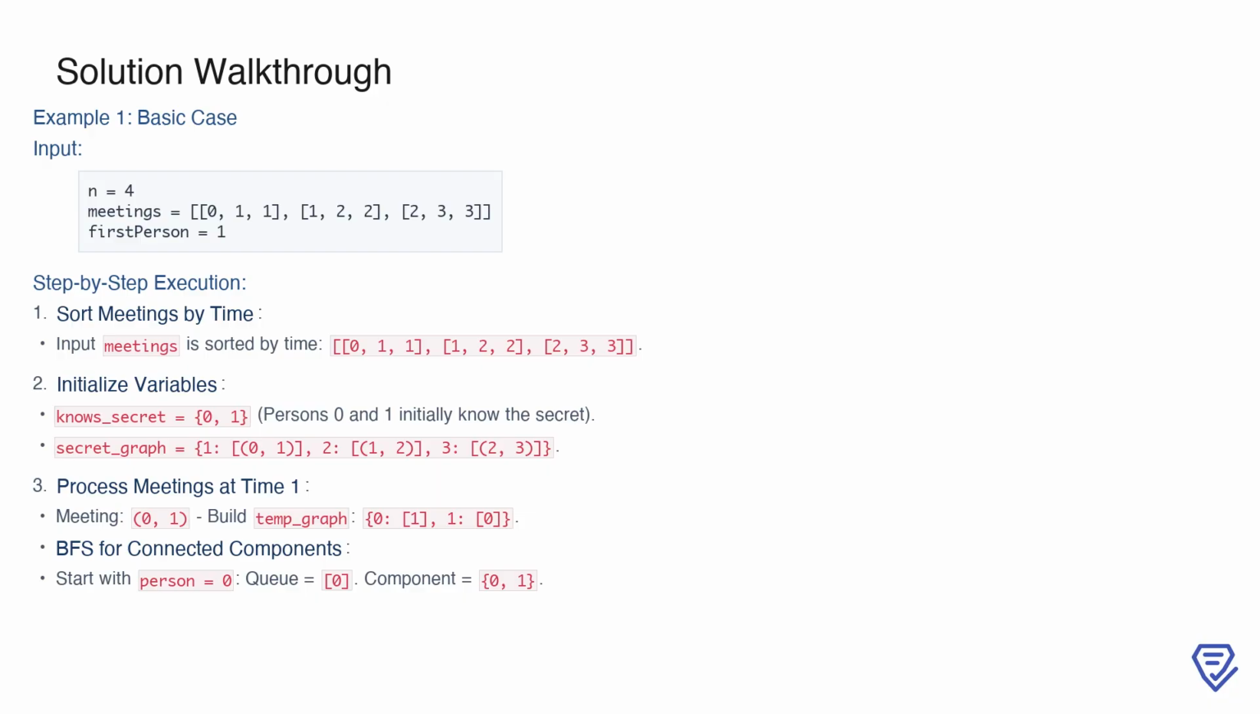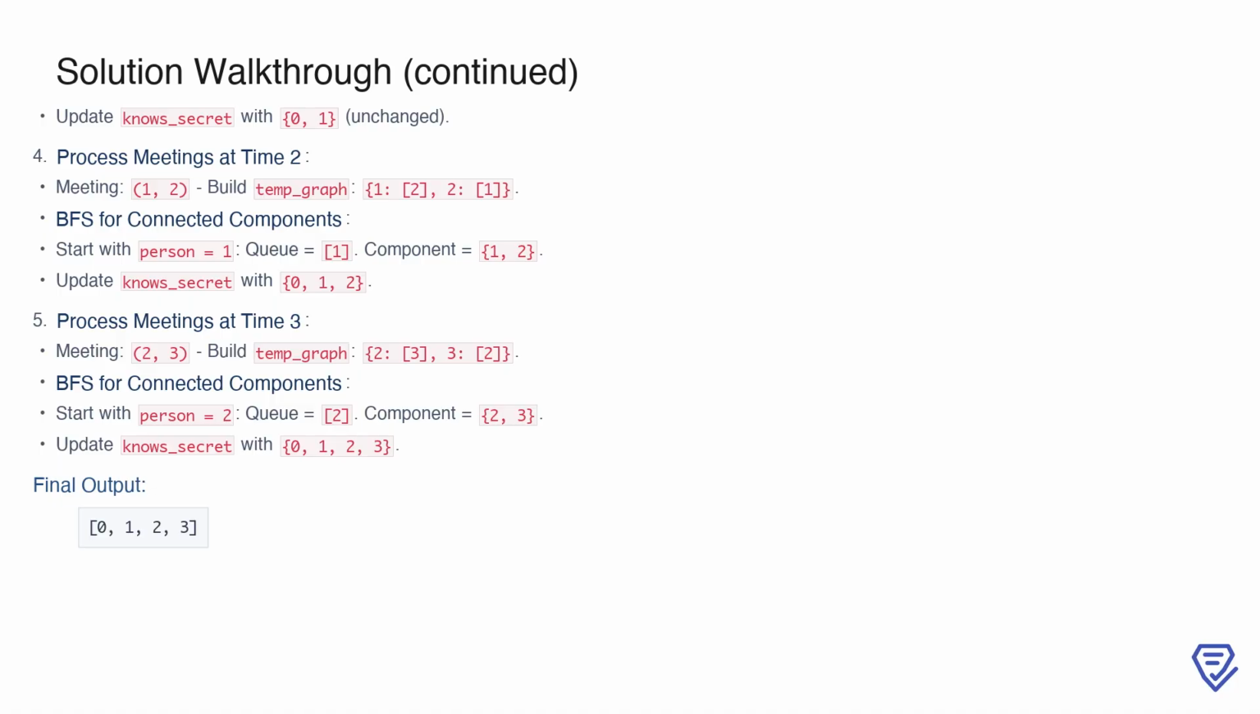Now, we process the first meeting at time 1. Here, we create a temporary graph representing the connections between persons 0 and 1: 0, 1, 1, 0. Using BFS, we find the connected components starting from person 0, which includes persons 0 and 1. This means both of them know the secret at this point. Since there's no change in the knows_secret set after the first meeting, it remains 0, 1.